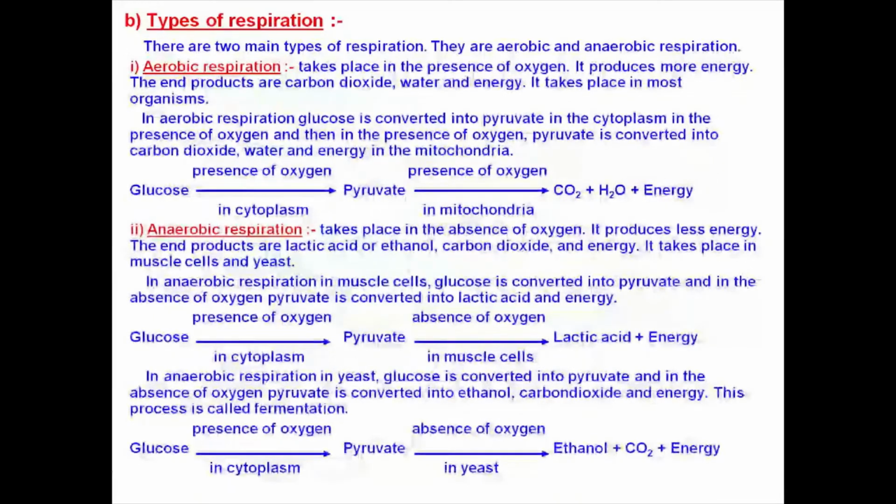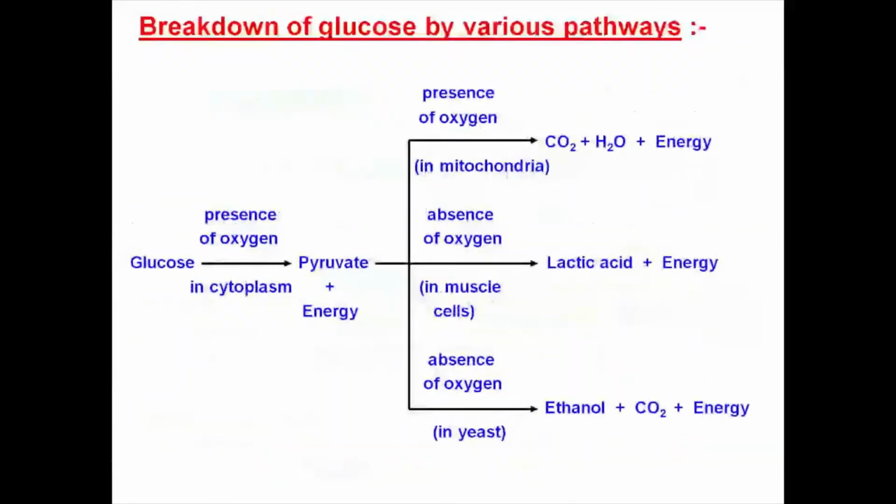Here, in the muscle cell part, it is lack of oxygen, deficiency of oxygen, and our muscle cells are deficient of oxygen when we are doing a lot of heavy physical exercise, for example sprinting. Breakdown of glucose by various pathways. This is the pathway in which glucose breaks down. You can pause the video and see it if you want. Note it down.